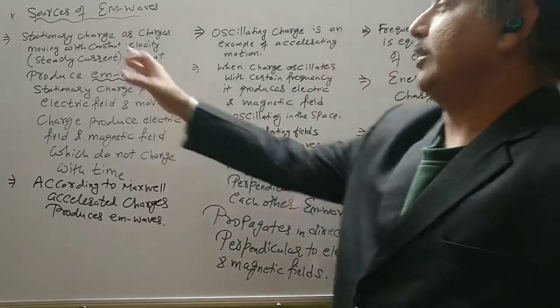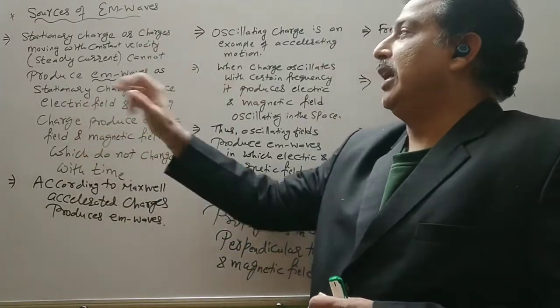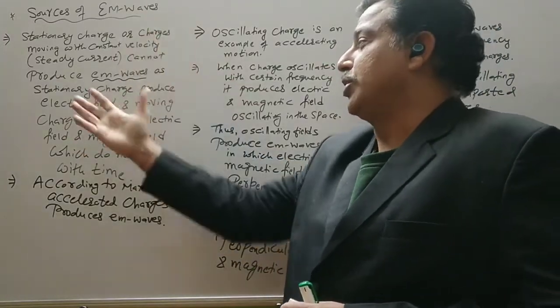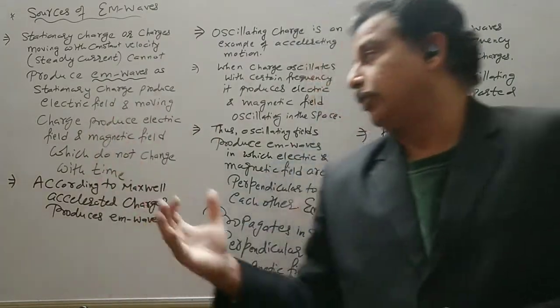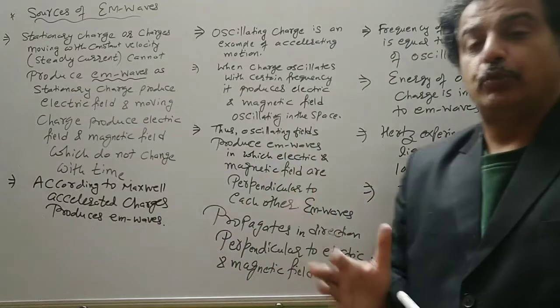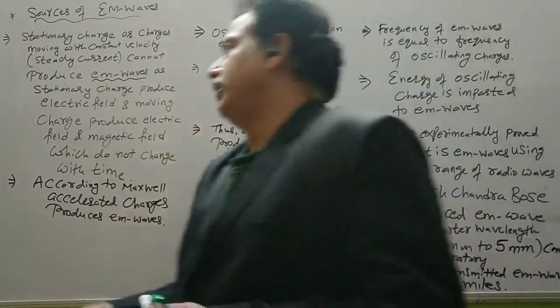So if you take a stationary charge, then we know that it will produce an electric field, and if we take a charge in motion, it will produce an electric field and a magnetic field. That was the Lorentz force, but they do not change with time. They were not functions of time. So this portion we know.